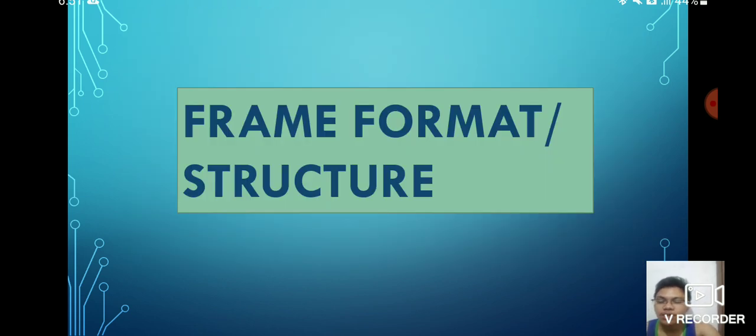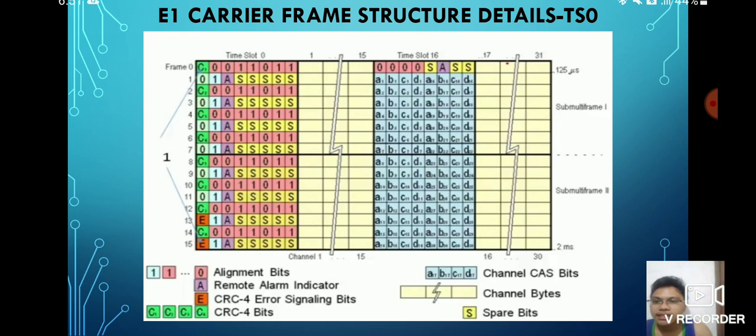Next is the frame format or the structure. In this topic, I will show you what this table or frame structure consists of, its details and the agenda. First, we have the agenda. The agenda here is the alignment bits, corresponding to the number 1 with the blue and red digits. The letter A here with violet color is the remote alarm indicator. And the letter E with the orange color is the CRC error signaling bits. And the green one with letter C is the CRC4 bits.